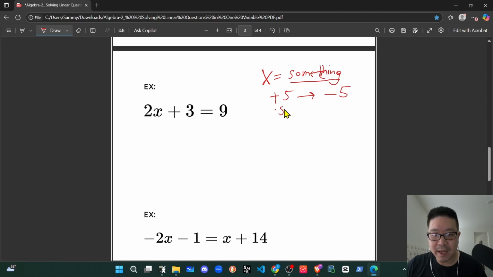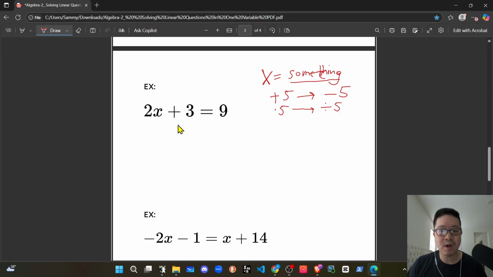If we had x being multiplied by 5, well, the opposite of multiplication is division. So the inverse of multiplying by 5 would be dividing by 5, and vice versa. The inverse of dividing by 5 would be multiplying by 5. Okay? And that's what we're going to do here.